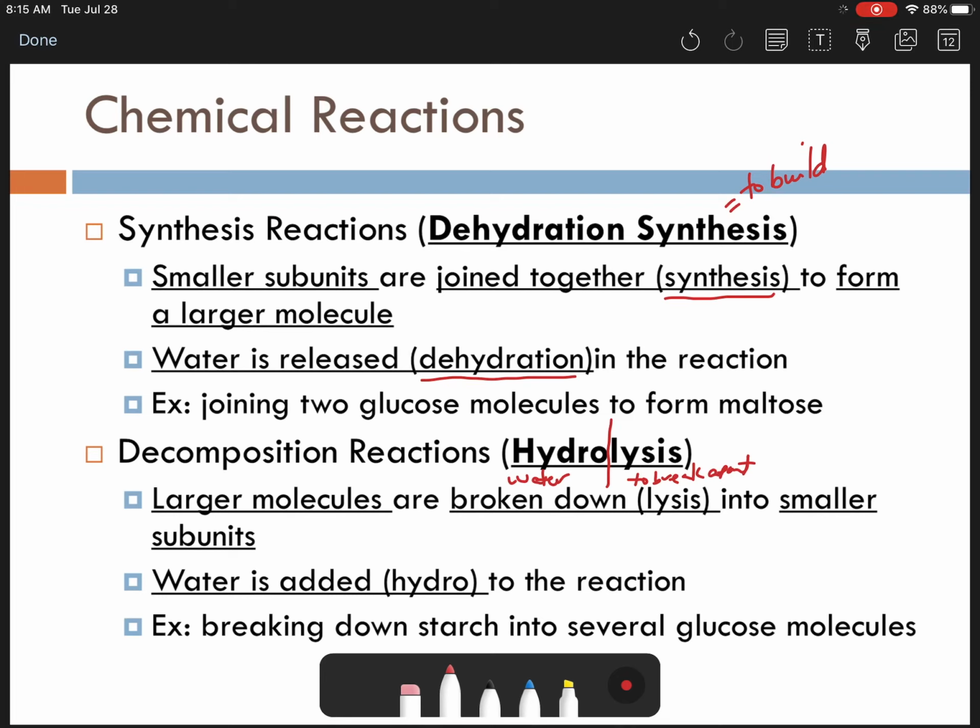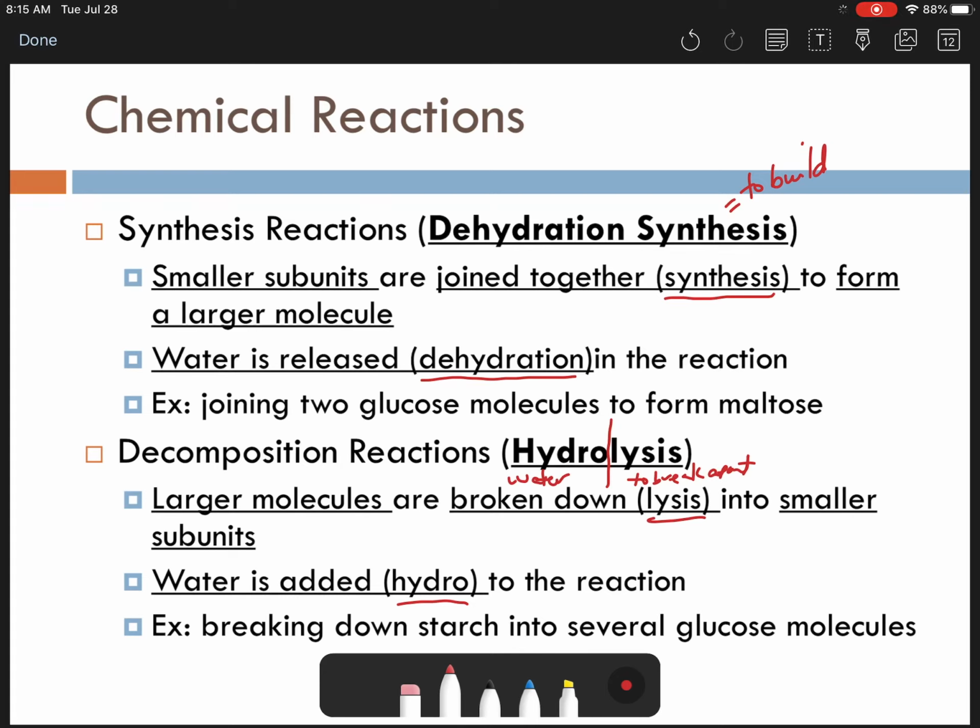To break down. Okay, so in this one, you're taking a large molecule and you're breaking it down, that's the lysis, into smaller subunits. In this case, water is added. There's your hydro to the reaction. So now, since we're taking a large molecule, breaking it down into smaller molecules, guess what? They're going to need the H and the OH ends put back on their respective molecules.